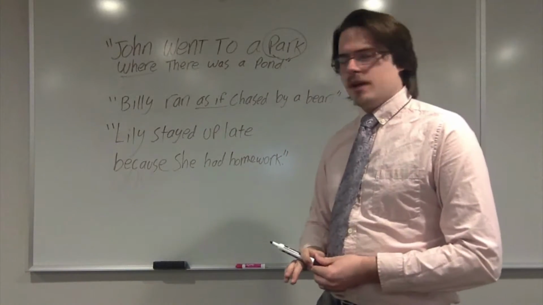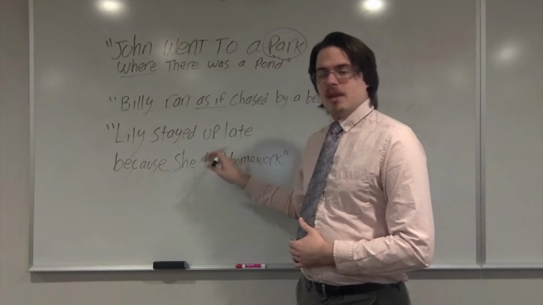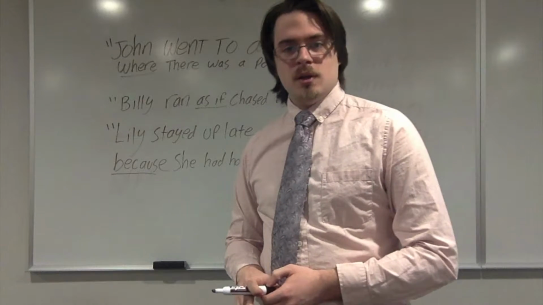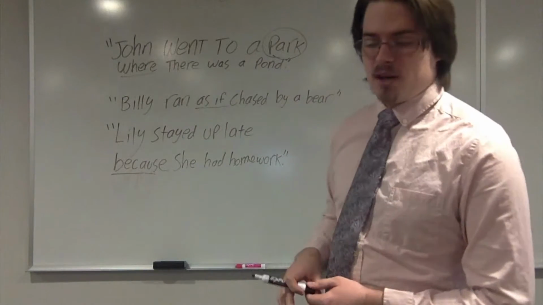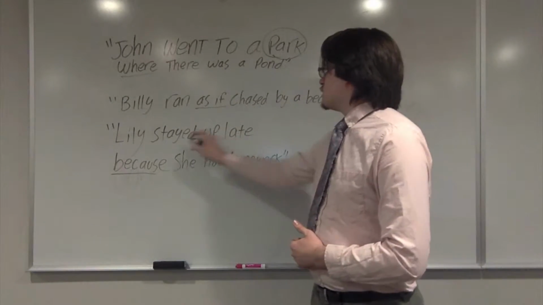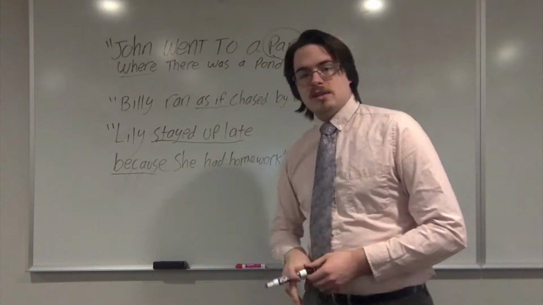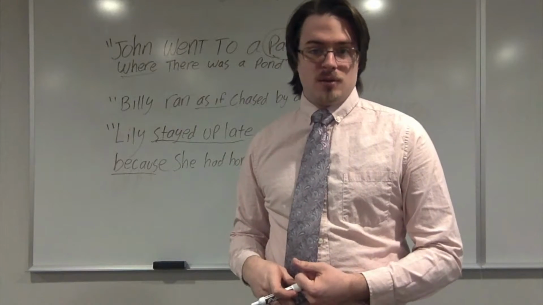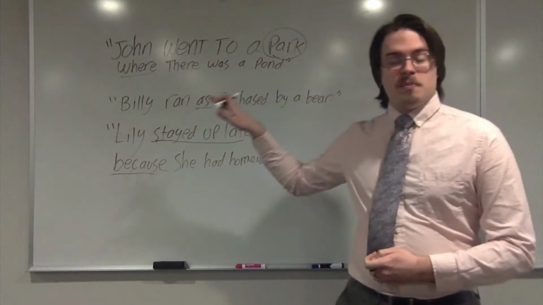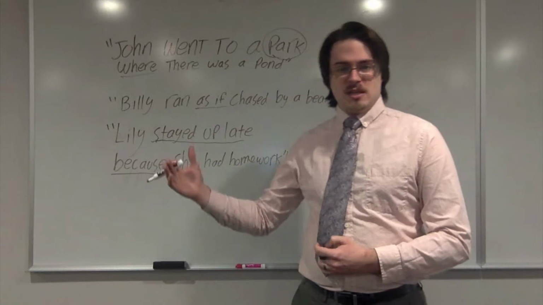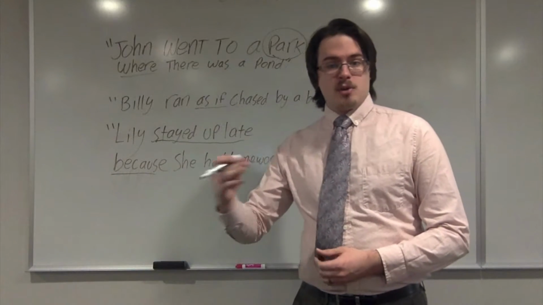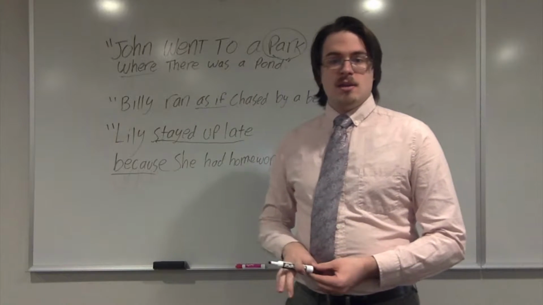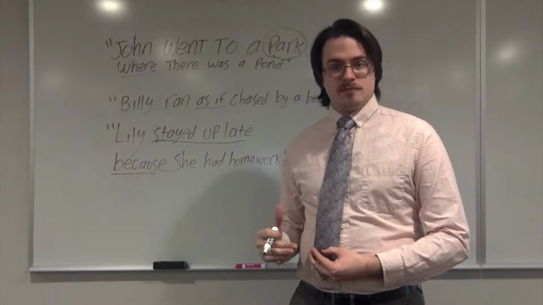In the last example here, Lily stayed up late because she had homework. Once again, this is functioning like an adverb for the reason why she stayed up late. It's explaining the reason behind the action. So we can see that dependent clauses function in different ways that we've already looked at when we talked about adverbs and adjectives. And they're introduced by these subordinating conjunctions.